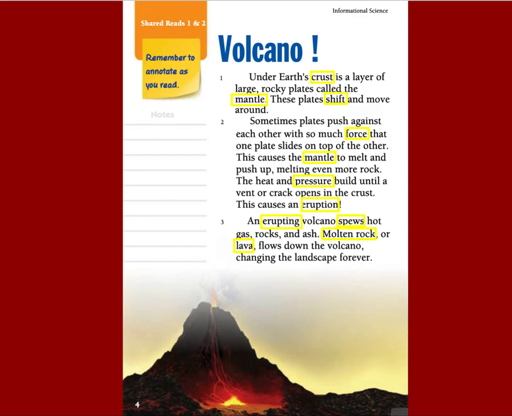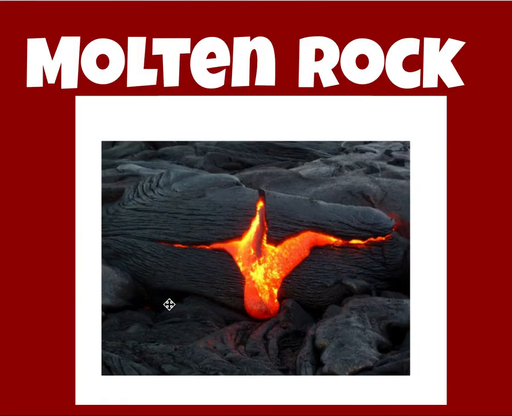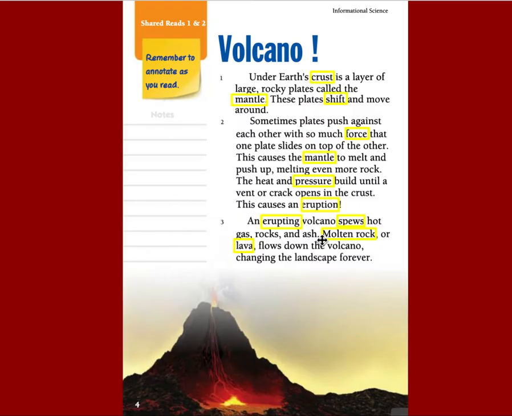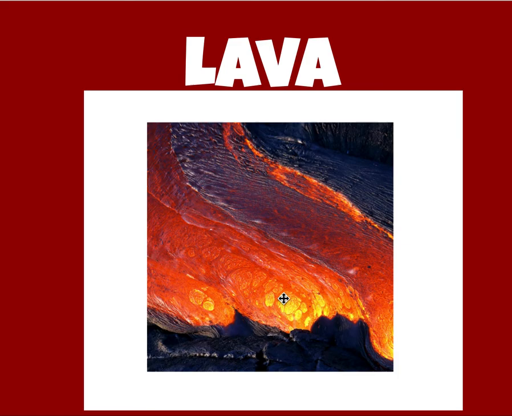Molten rock. That is when the lava cools and becomes hard, but it's still a little bit warm on the inside. And the last word that we have is lava. Lava is when it's actually still flowing in a really hot state, over 1,000 degrees.